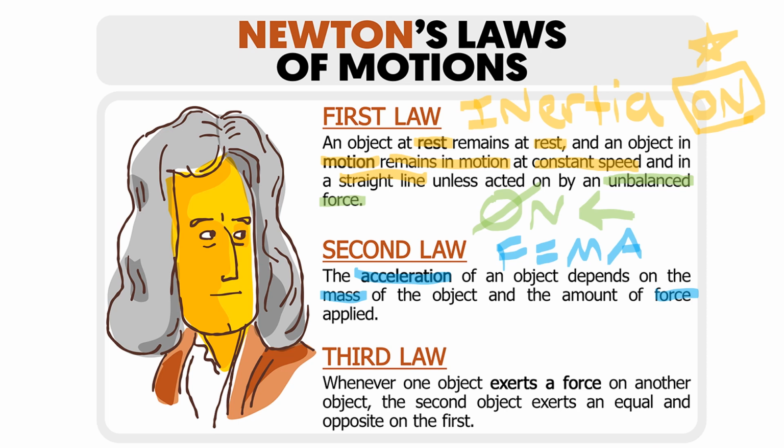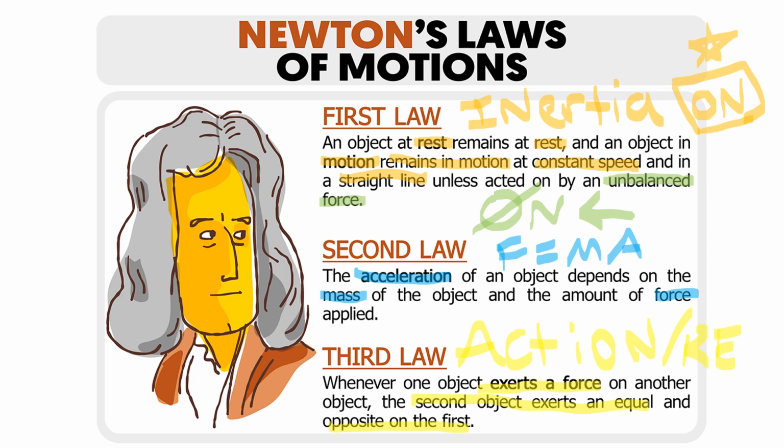So the third law is, in my opinion, the easiest. Whenever one object exerts a force on another object, the second object exerts an equal and opposite force on the first. What does that mean? We call that action reaction. Okay, and I'm not going to write it all out, but you get the idea.